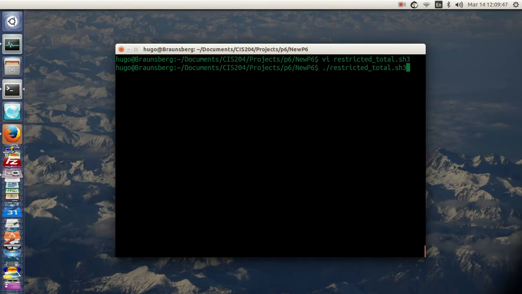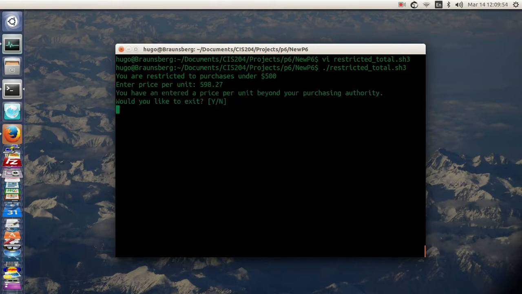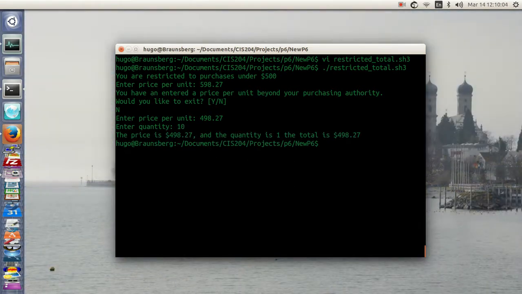total shell 3. Price per unit, $598.27. Oh, wrong. How about $498.27? Okay, that passes me back through the loop. I'd like 10 of those, please. Nope, you can get 1. So what's that look like in the grand scheme of things?